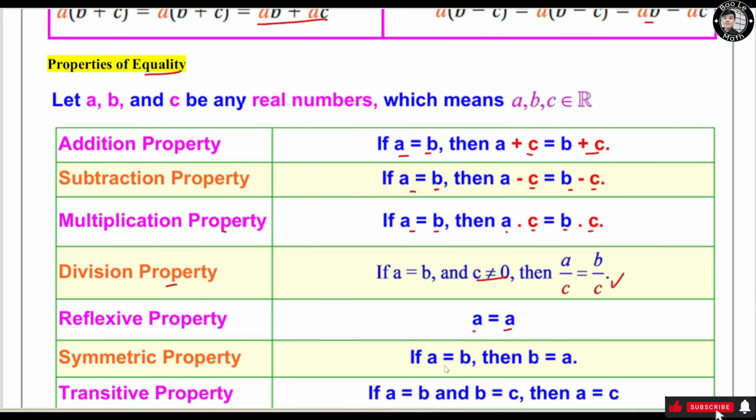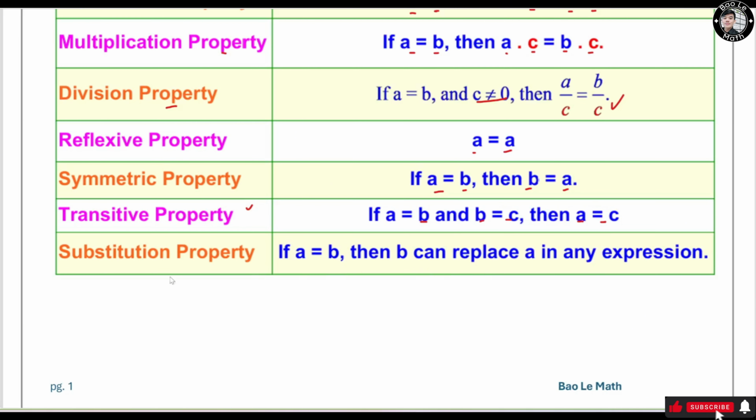Symmetric property, if A equals B, then B equals A. Transitive property, if A equals B and B equals C, then A equals C. Substitution property, if A equals B, then B can replace A in any expression.